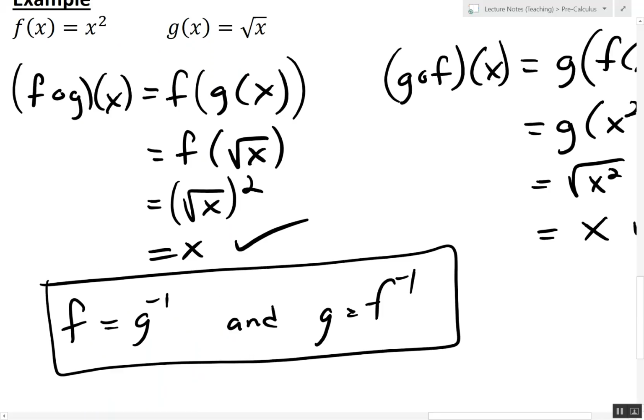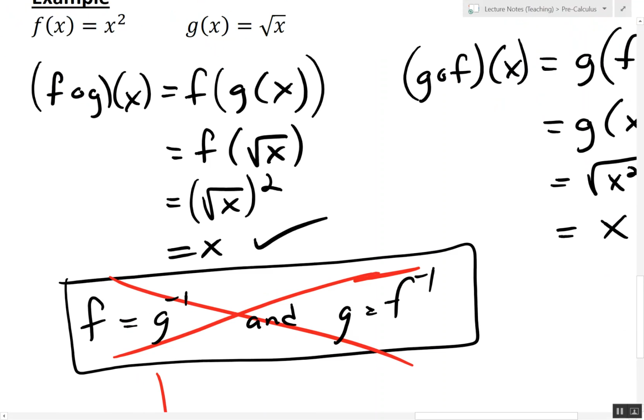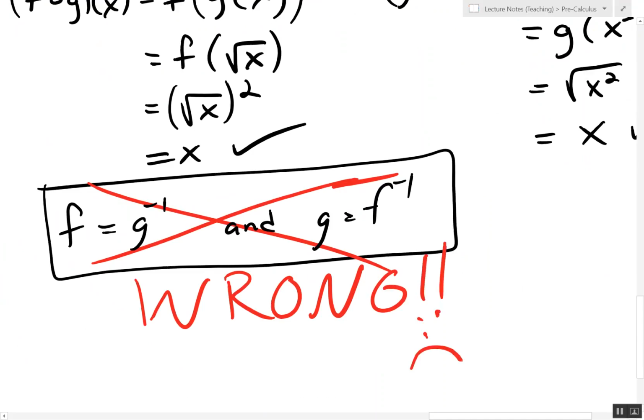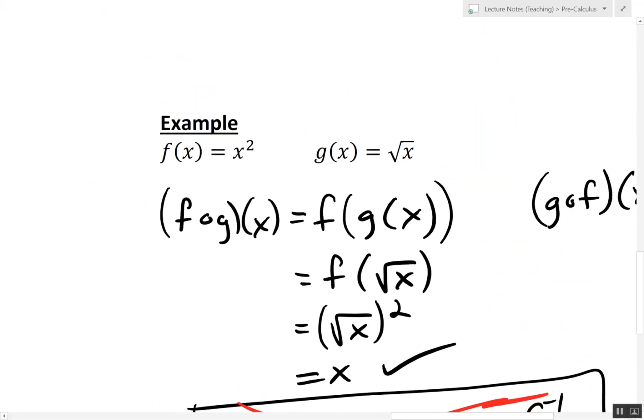This is, let me get a different pen to highlight this, wrong. Oops, sorry. This is wrong. Wait a minute, it satisfied those two conditions. Well, it didn't satisfy that one other condition I was just talking about. This function is not one-to-one. And so this theorem doesn't apply.